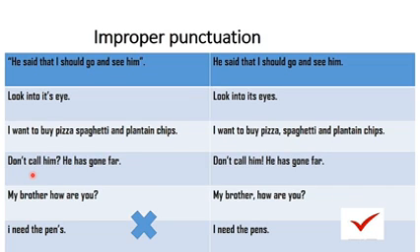Don't call him, he has gone far. It doesn't sound right, because don't call him is already a command. It is not supposed to be a question that will attract a question mark. No, don't call him is a command. Or maybe it can just be a statement. Don't call him, he has gone far.